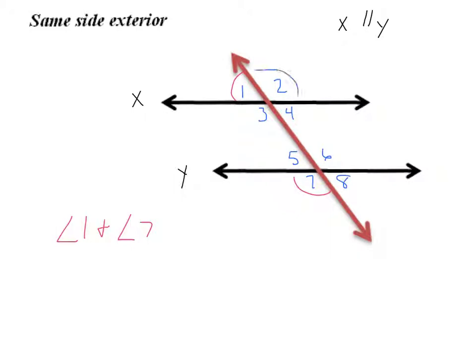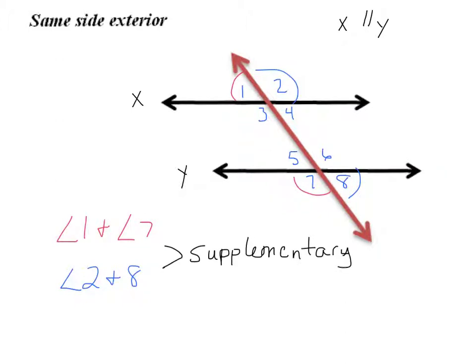The other one would be 2 and 8. What you need to know about these is that they are also supplementary, which means they add up to 180. So angle 2 and angle 8 need to equal 180 degrees.